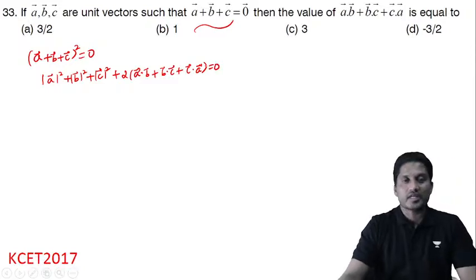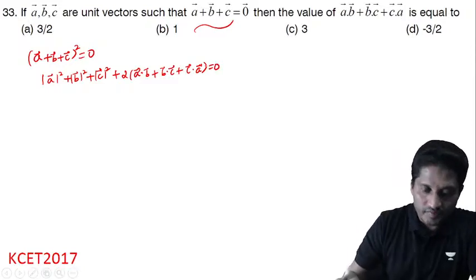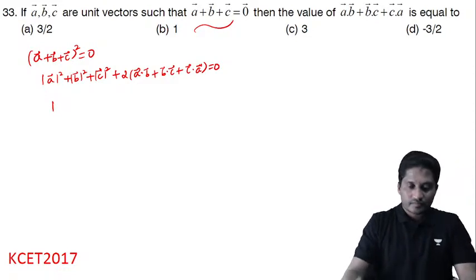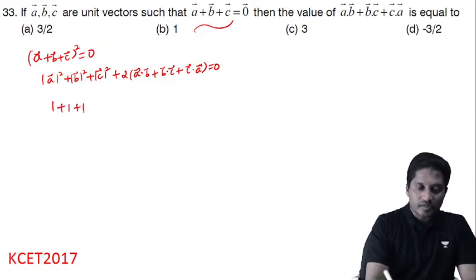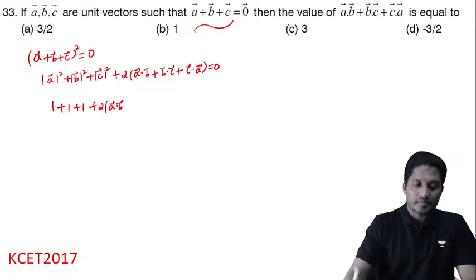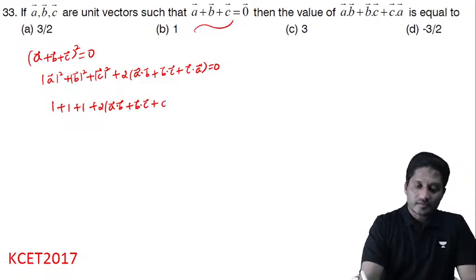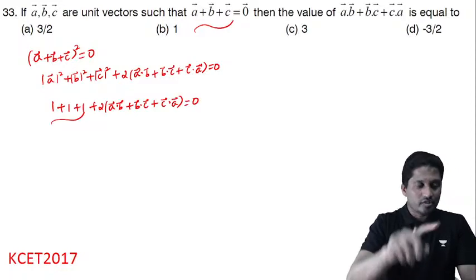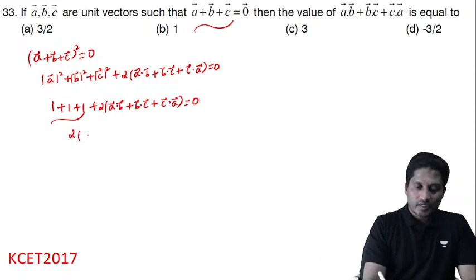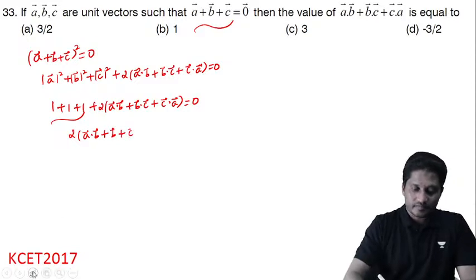It's given in the question that A, B, C are unit vectors. If it is a unit vector, this is 1, plus 1, plus 1, plus 2 times A dot B plus B dot C plus C dot A is equal to 0. Plus 3 you shift to the right side. It will be 2 times A dot B plus B dot C plus C dot A.